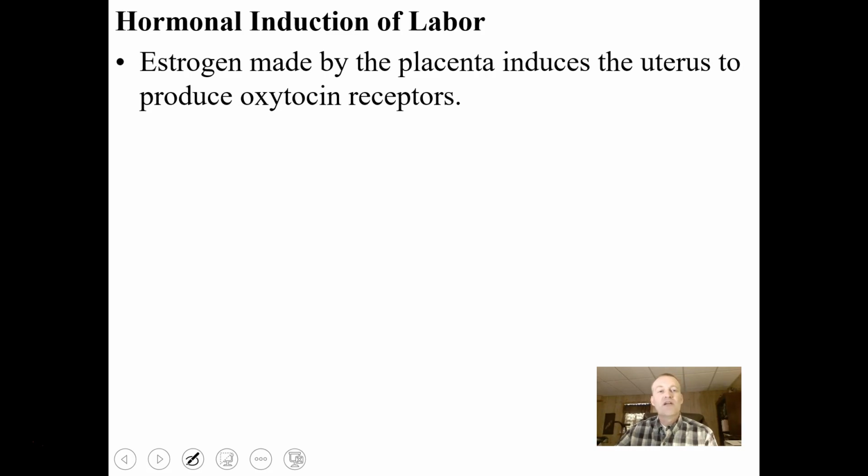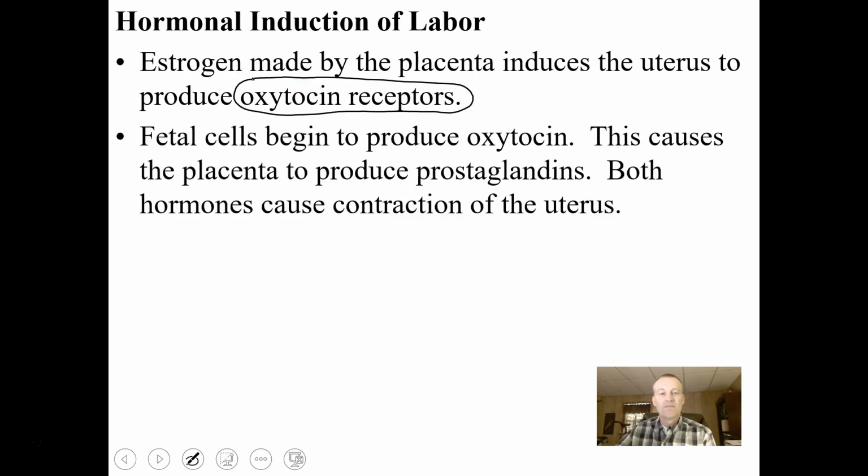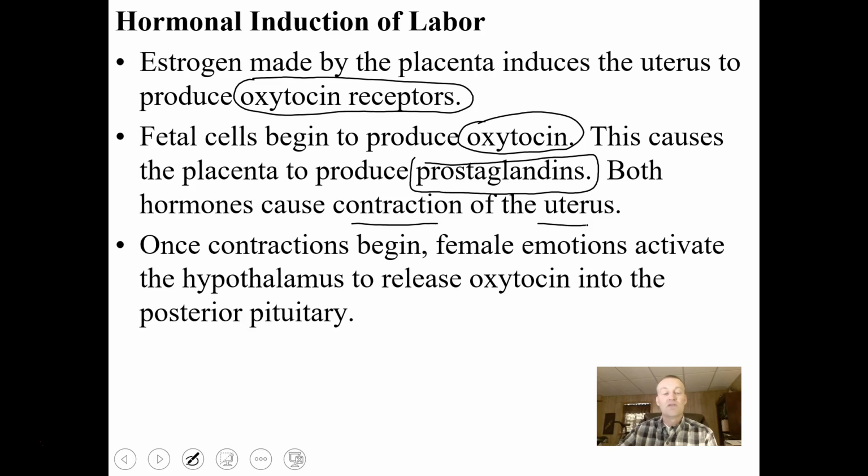So hormonal induction of labor. Estrogen made by the placenta will induce the uterus to produce oxytocin receptors, specifically in the smooth muscle tissue of the uterus. Fetal cells, as they mature, will begin to produce oxytocin and release it into mom's circulation. This causes the placenta to produce prostaglandins. Both hormones, oxytocin and prostaglandins, will cause contraction of the uterus. So many of those early contractions are caused because the baby's producing oxytocin and the placenta is producing prostaglandins because of the oxytocin that's being produced.